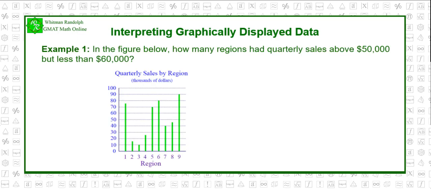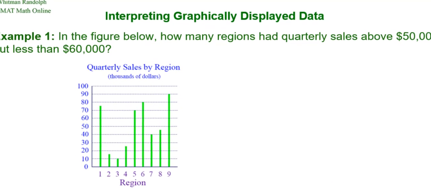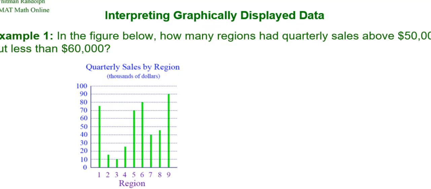Example 1. In the figure below, how many regions had quarterly sales above $50,000 but less than $60,000? Solution. The top of each green bar indicates the level of sales for the region whose number is at the bottom of the bar. Thus, Region 1 had about $75,000 in sales. Region 2 had about $15,000 in sales, etc.